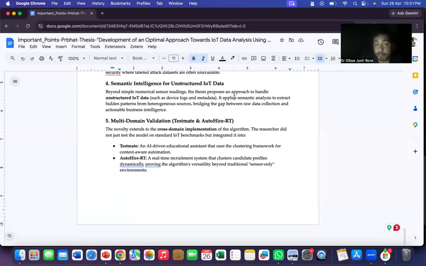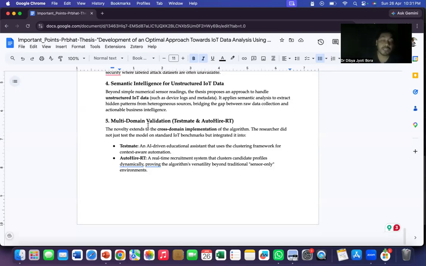Then semantic intelligence for IoT data, beyond simple numerical sensor readings. We proposed an approach that will handle unstructured IoT data, such as device logs and metadata. We apply semantic analysis to extract hidden patterns from heterogeneous sources, right? And it bridges the gap between raw data collection and actionable business intelligence.